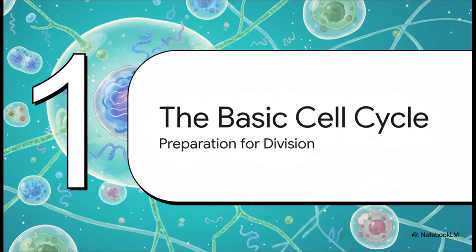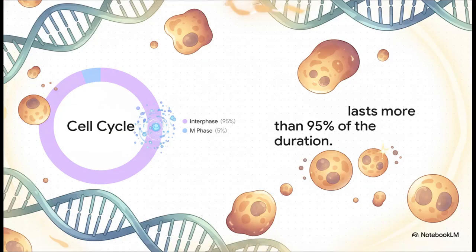Okay, section 1, the basic cell cycle. Let's see how a cell gears up for the monumental task of dividing. Get this, if you look at a typical 24-hour human cell cycle, it's wild to think that the actual cell division takes only about an hour. That tiny little sliver of time is the M phase. The remaining 95% of the time is spent in interphase.